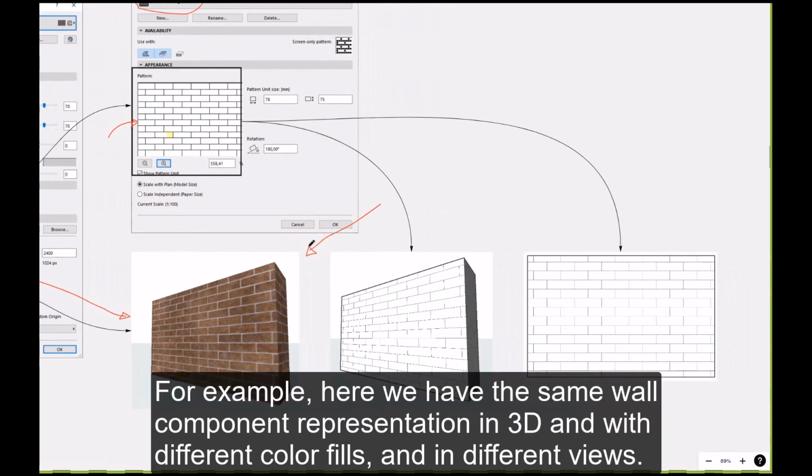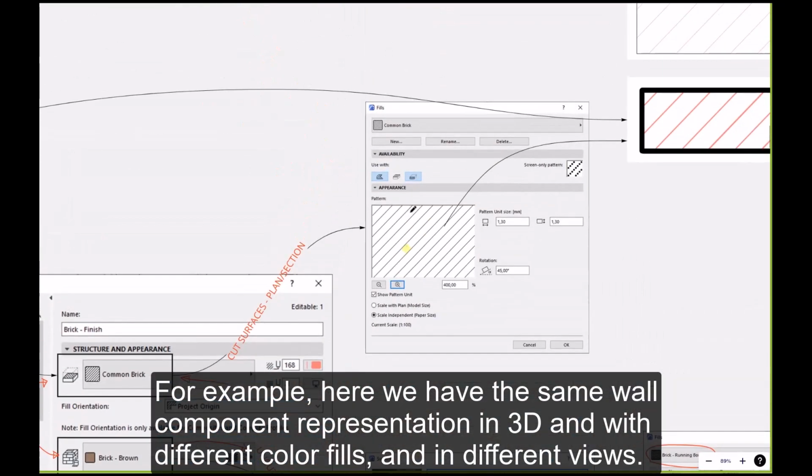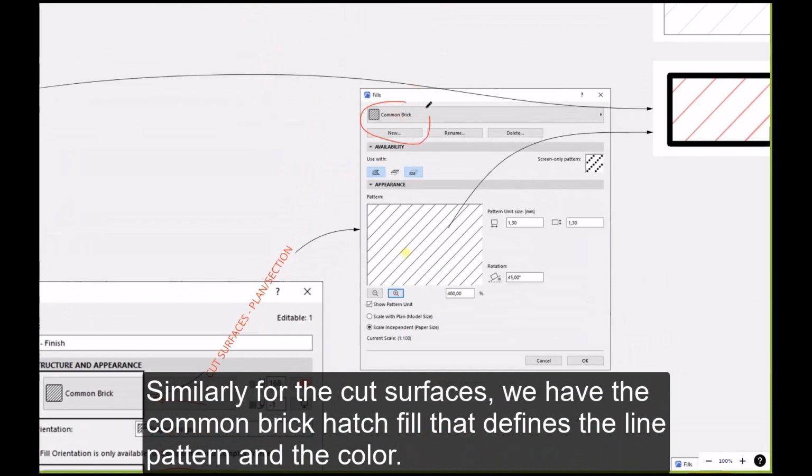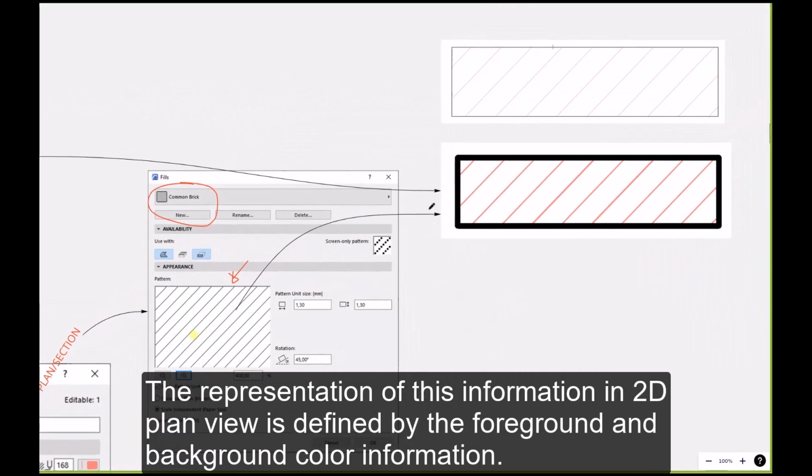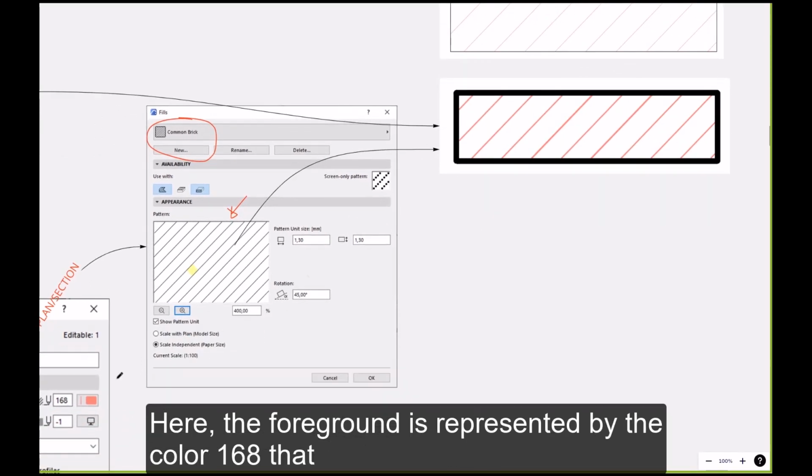For example, here we have the same wall component representation in 3D with different color fills, and in different views. Similarly, for the cut surfaces, we have the common brick hatch fill that defines the line pattern and the color. The representation of this information in 2D plan view is defined by the foreground and background color information.